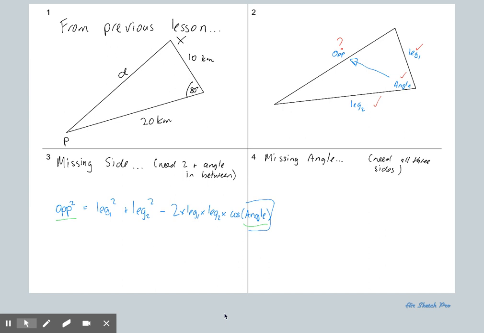Now, the missing angle looks a little bit like this. Sorry, I should explain when you can find the missing angle. If you've got all three sides of a triangle, then you can work out any or all of the angles inside by using the cosine rule as well. So it is basically a rearrangement of this formula.